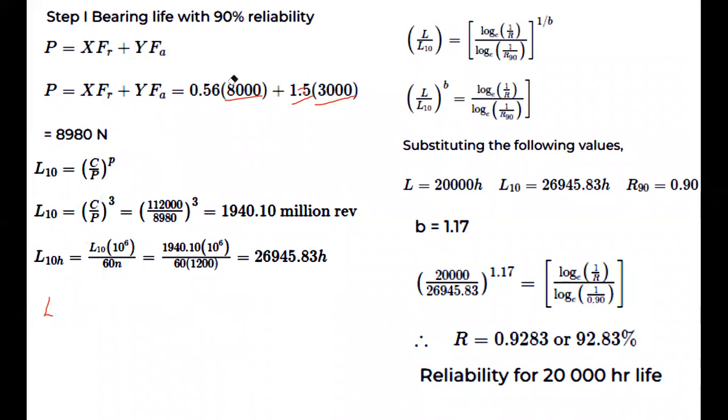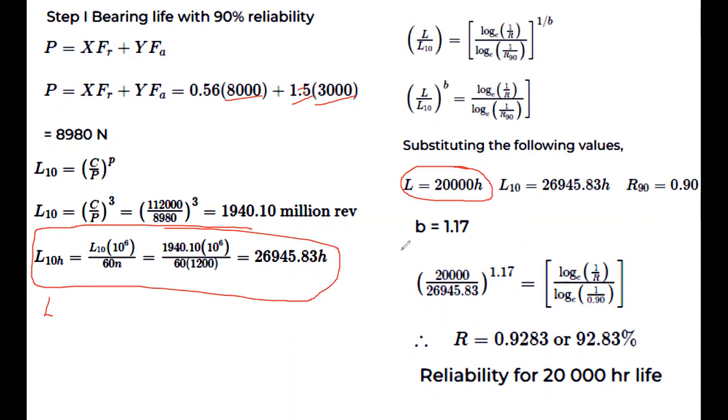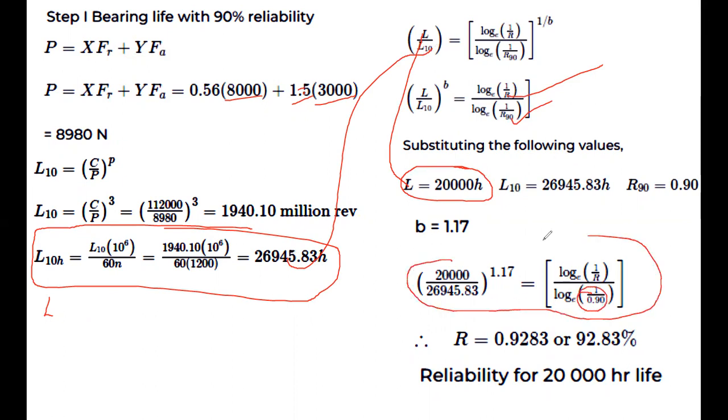I wanted the life in hours. Now why do I want the life in hours? Because the other life is also in hours. That's why I have done this conversion into hours. So L is given, L10 we found out, R is what we need. R90 will become 0.90. So substitute all these values and you will get the reliability as 92.83% for 20,000 hours of life.